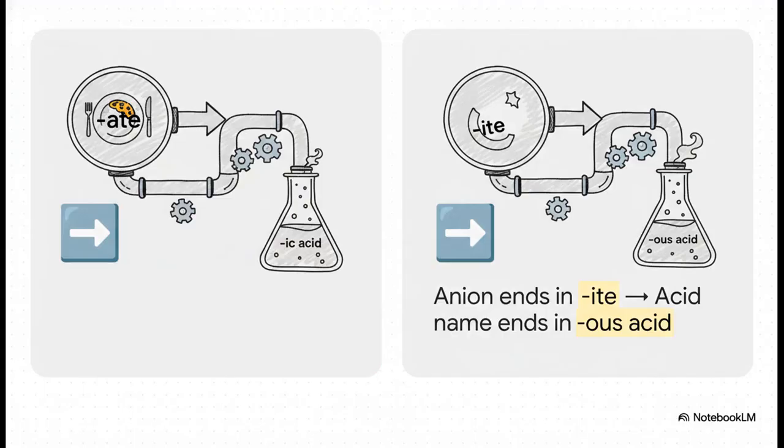So here's how that silly phrase turns into an actual rule. If the ion's name ends in ate, think sulfate, the acid name ends in ic acid. But if the ion name ends in ite, like sulfite, the acid name ends in us acid. Makes sense, right? Let's look at some real examples to lock it in.